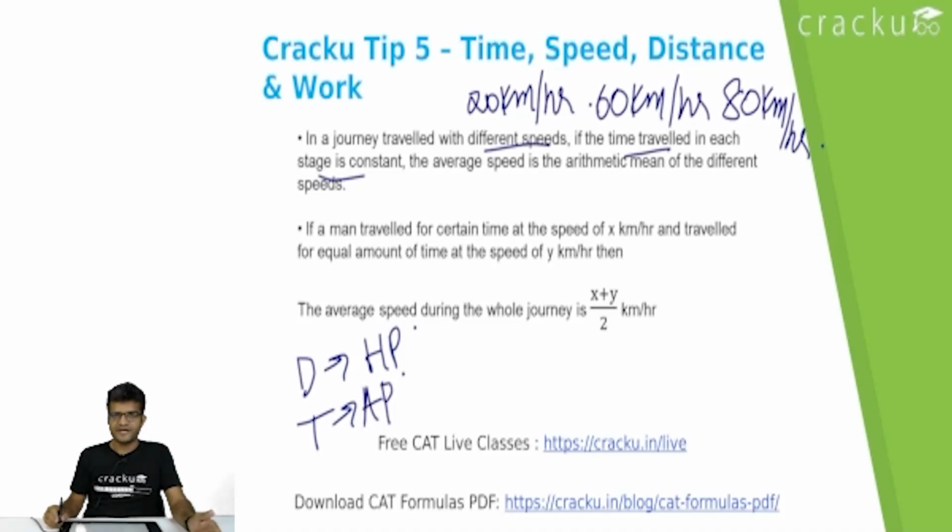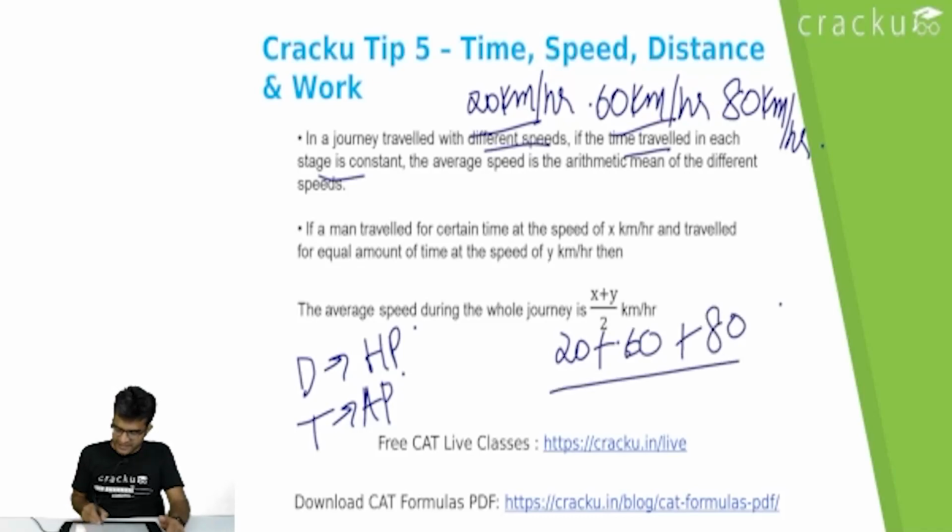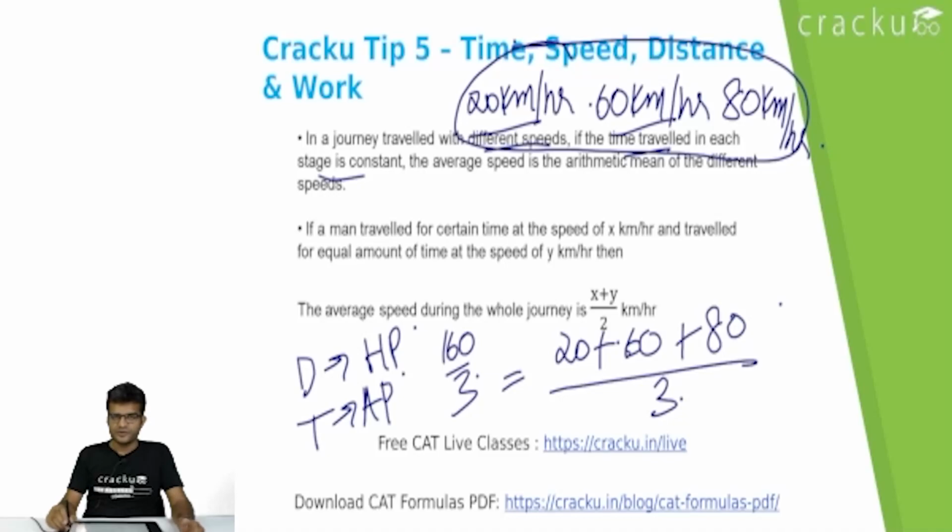Suppose he traveled for 1 hour in each of these three modes of transport, then the total distance he traveled by bus is 20 into 1, which is 20 kilometers, plus 60 into 1, which is 60 kilometers, plus 80 into 1, which is 80 kilometers, divided by, because he traveled for 1 hour each, 3. This will be equal to 160 by 3, which is the arithmetic mean of 20, 60 and 80. Now if there are only two modes of transport, the arithmetic mean will be x plus y by 2. Let us now look at the next slide.